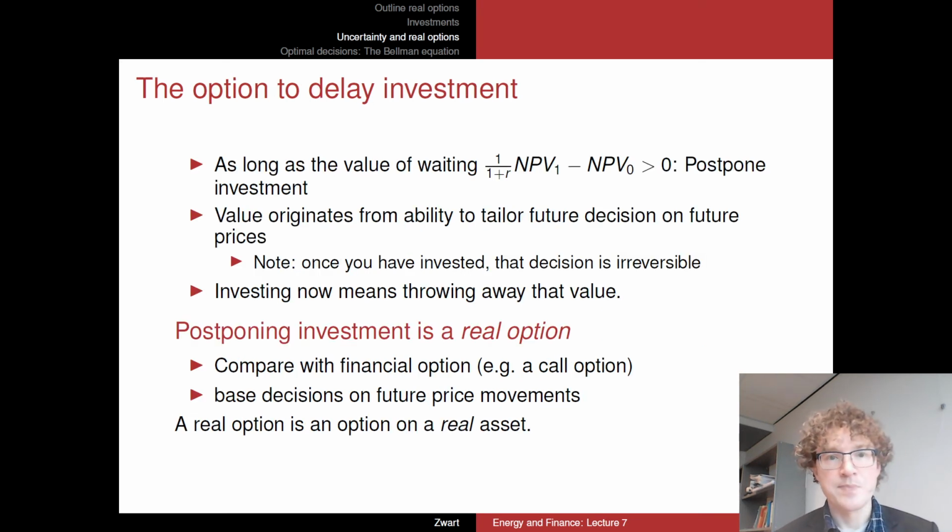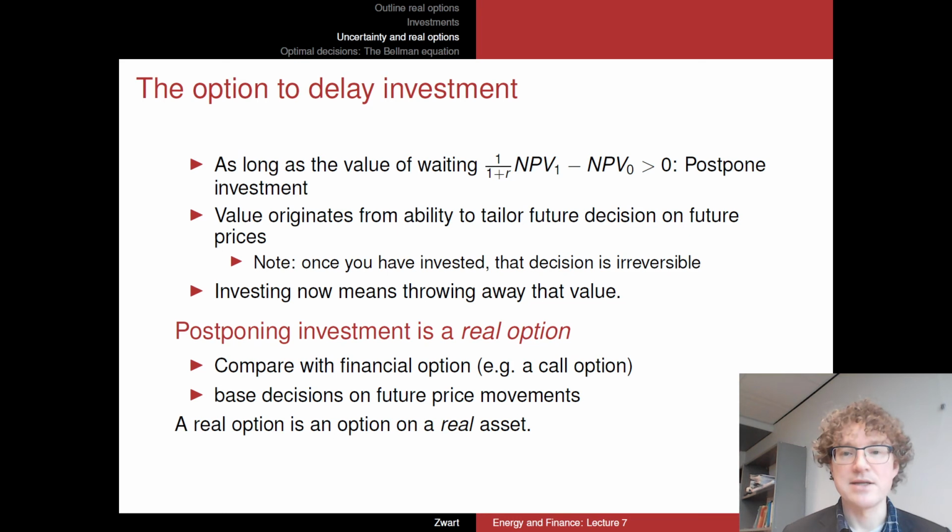So what is the result here? As long as this value of waiting, this difference between investing later versus investing now, is bigger than 0, then it makes sense. Even if NPV 0 is already positive, it makes sense to postpone these investments 1 period more, because then we can learn from the future, from what's going to happen, and this learning basically has value. So where does this value come from? It originates from the ability that, after waiting for 1 year, we can tailor our future decision to what we see in terms of these future prices.